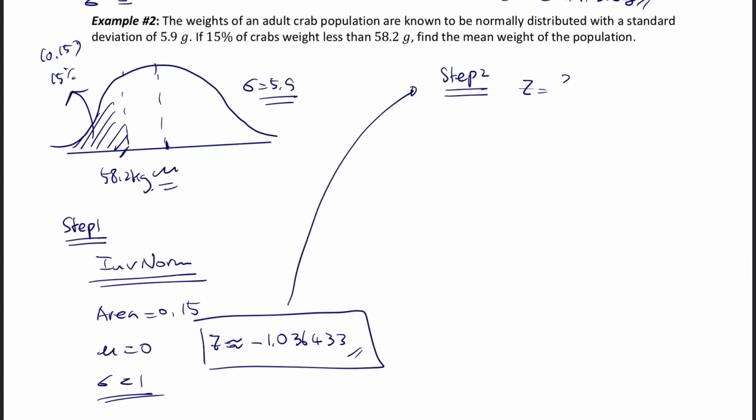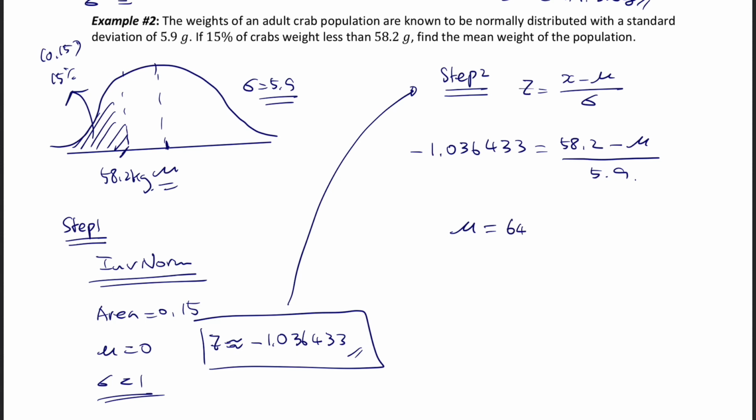which is z equals x minus mean over standard deviation. So from the previous step, we know that z value is negative 1.036433. The x value is 58.2 minus mean, because we are looking for the mean, and the standard deviation value is 5.9. Okay, then rearranging this equation will give us the mean value equal to 64.3.